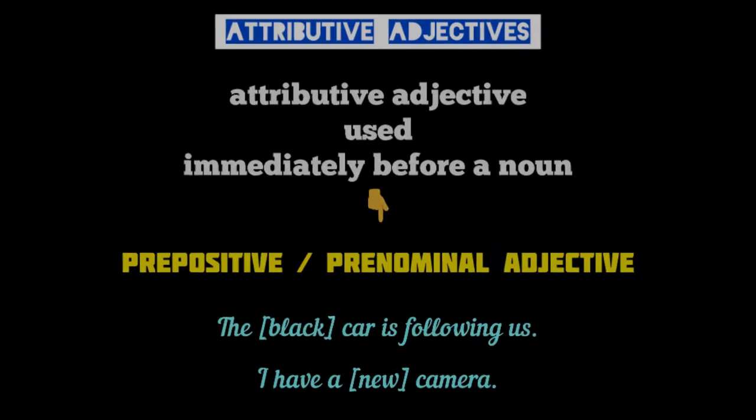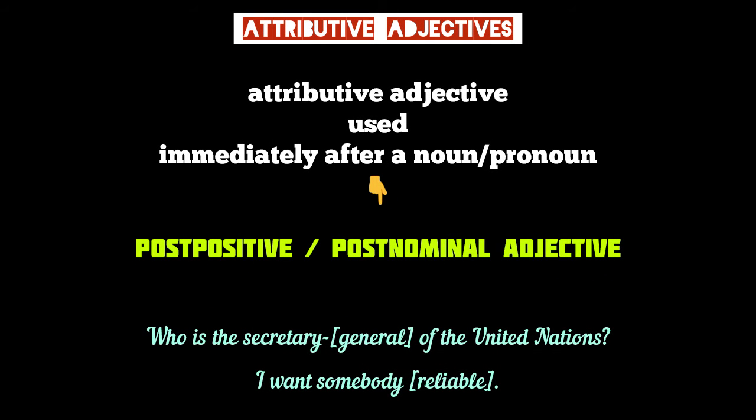nouns that they modify. But make no mistake, as I said earlier, attributive adjectives may also be used immediately after a noun and even a pronoun. So to put it simply, if an adjective is used immediately after the noun or the pronoun it modifies, it's known as the postpositive or post-nominal adjective. For example, who is the Secretary General of the United Nations? In this sentence, the adjective general comes right after the noun secretary to modify it. So it's an attributive adjective of the post-positive type.